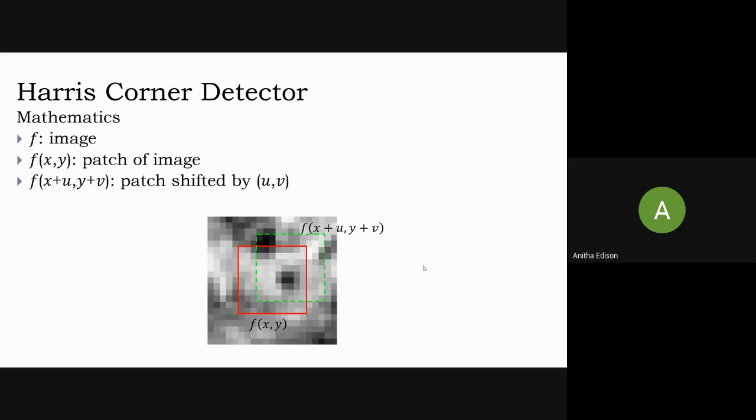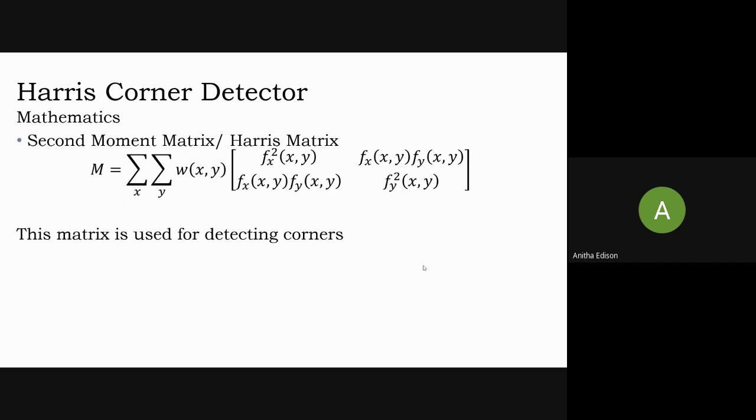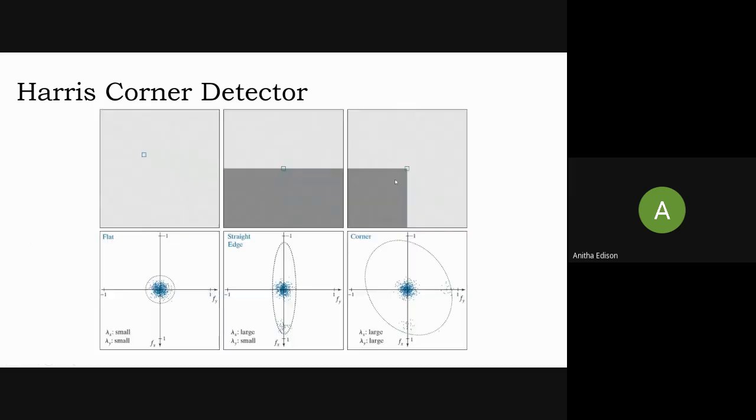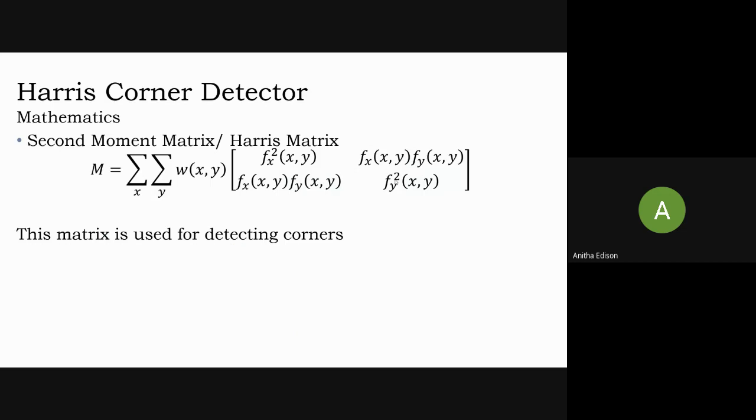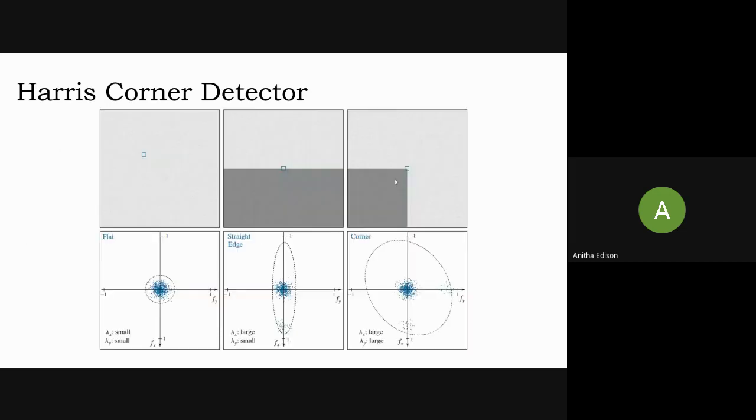I'm not going into the mathematical details, but using the image, the derivatives of the image are computed. Fx of x,y is the derivative with respect to x, and Fy of x,y is the derivative with respect to y. Those derivatives are computed, and this particular matrix, the Harris matrix, is formed. The eigenvalues of this matrix are computed, and those eigenvalues are used to detect the corners.